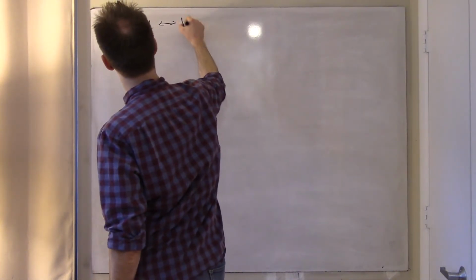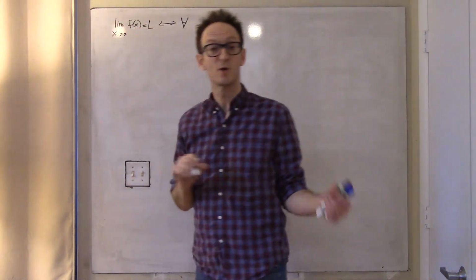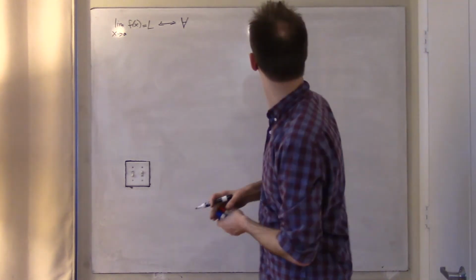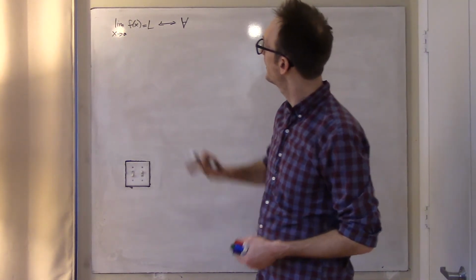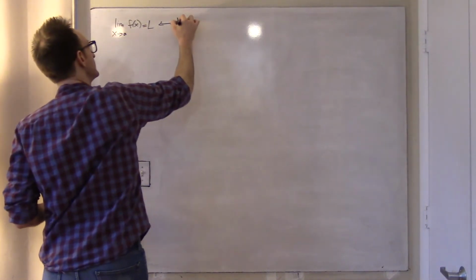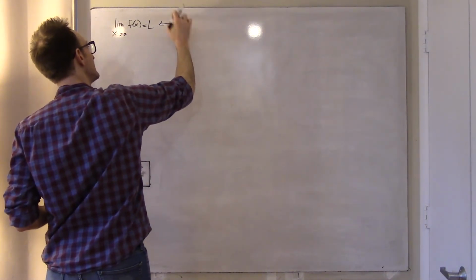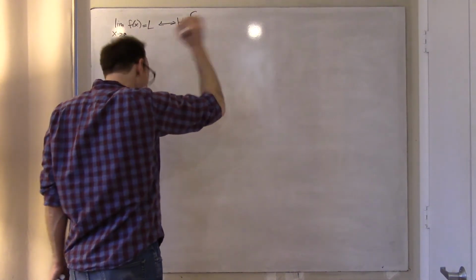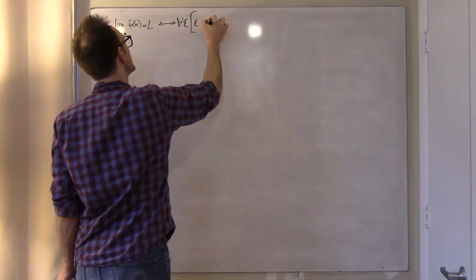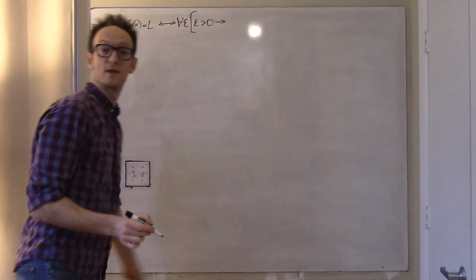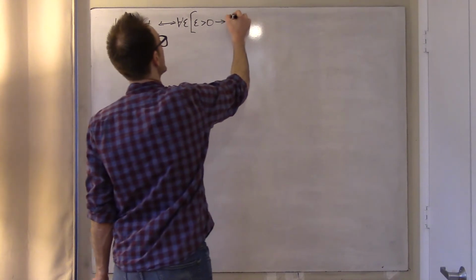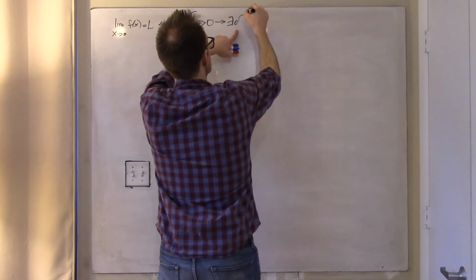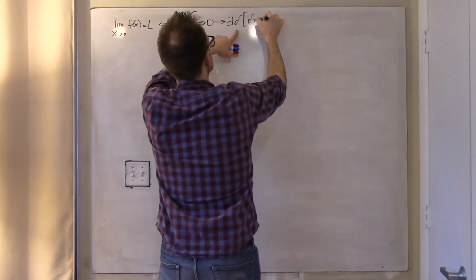It's true if and only if for all epsilon greater than zero, we may have said once upon a time. But once you have been trained in the world of logic, then we can actually write this out more clearly, because when I say for all epsilon greater than zero, what I really mean is, for all epsilon, if epsilon is greater than zero, then there exists a delta, which is supposed to also be greater than zero.